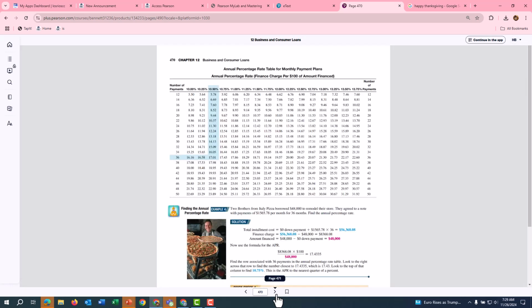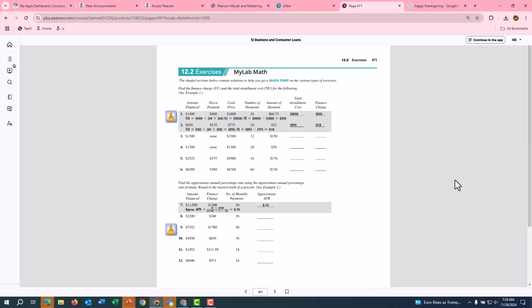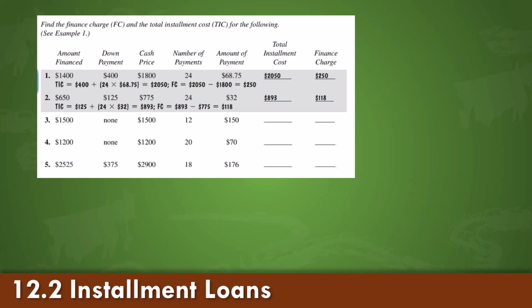You'll also understand how better to use this table. This table is the annual percentage rate table for monthly payment plans. This is based upon every finance charge per $100 of the amount financed. Examples are provided for you here, but let's go ahead and do some examples for you.